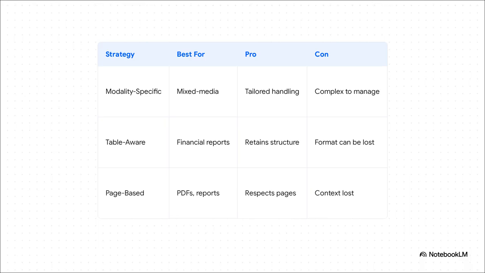This first batch of specialized tools is all about handling documents that aren't just plain old text. Modality-specific chunking is for those messy PDFs that have text, images, and tables all jumbled together. It knows how to handle each part correctly. Then you have table-aware chunking, which is an absolute must-have for things like financial reports. It's designed to pull out tables while keeping their rows and columns perfectly intact. And finally, a simple but effective one, page-based chunking. For PDFs, sometimes just treating each page as its own chunk is the best way to preserve the layout.